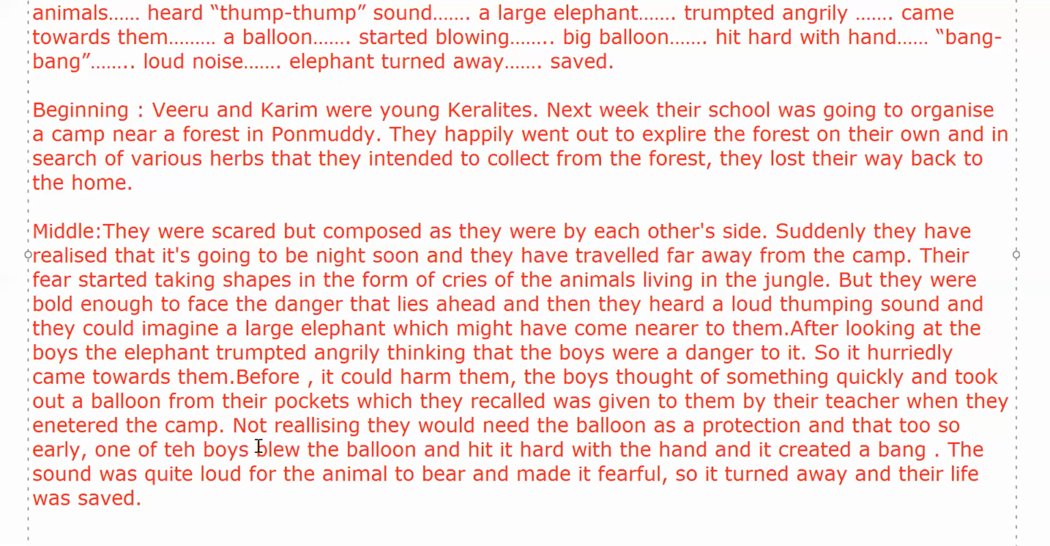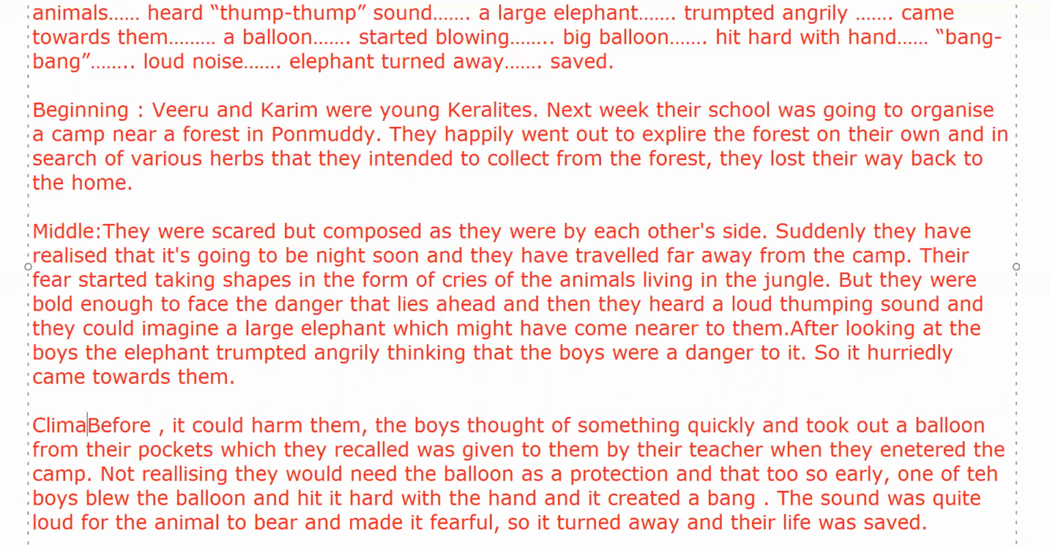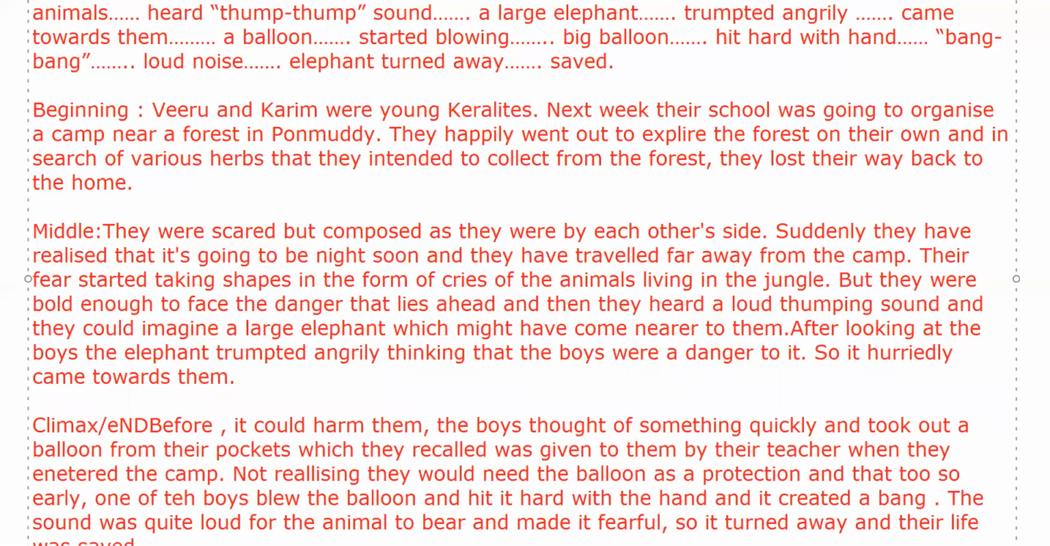So here is the turning end. Whenever you are adding something to turn the situation, it is bringing you towards the climax or the end of the story. So these are the twisting ways of ending a particular story.